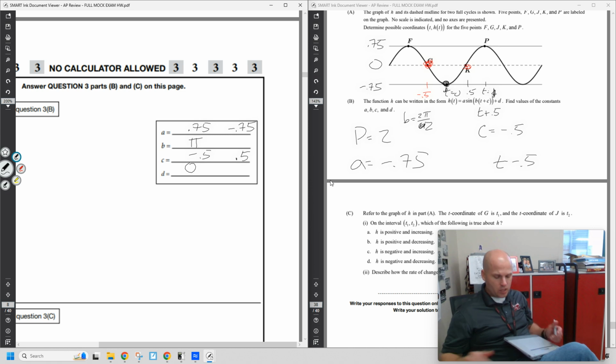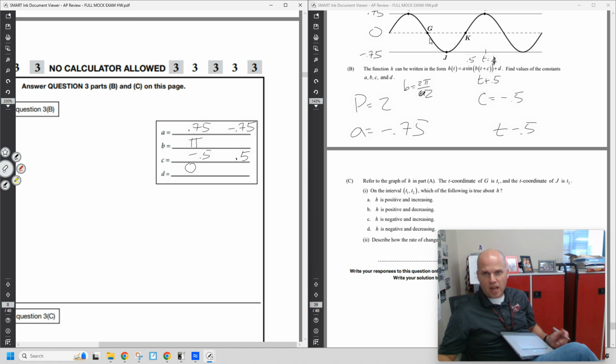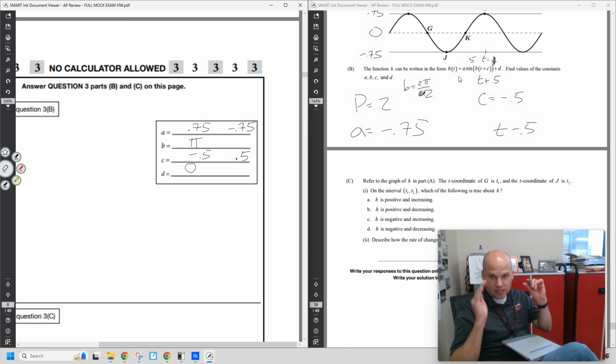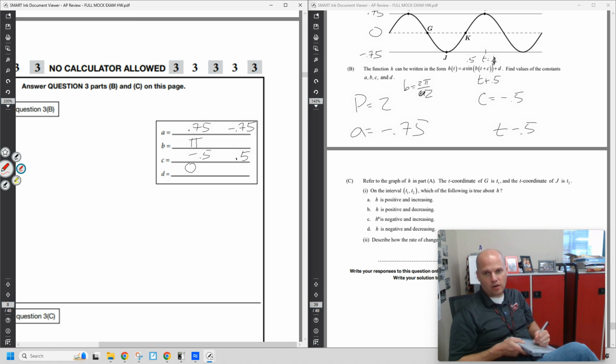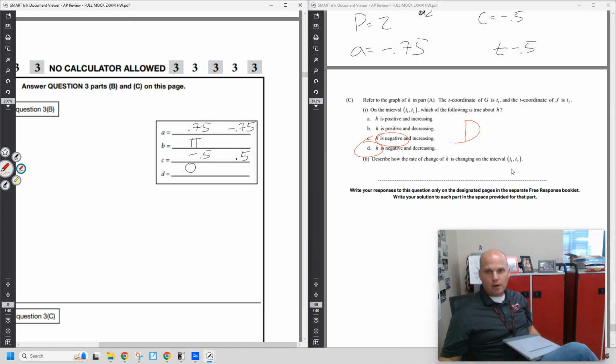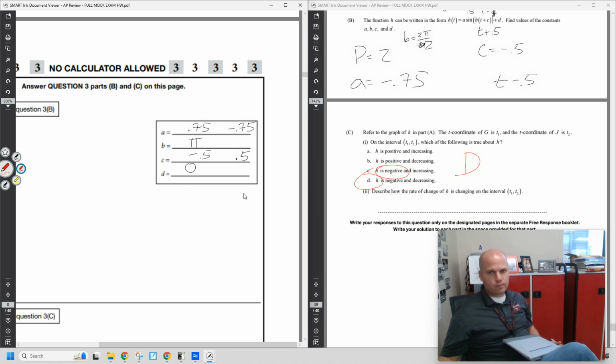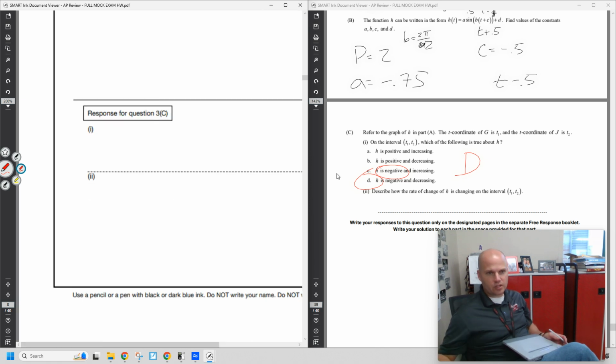Okay, now between the points G and J, you can see the y values are negative. This is not that the function is decreasing. It's that the y values are negative. The function is also decreasing. That's why D is the correct answer. How is the rate of change changing? So D is the correct answer.